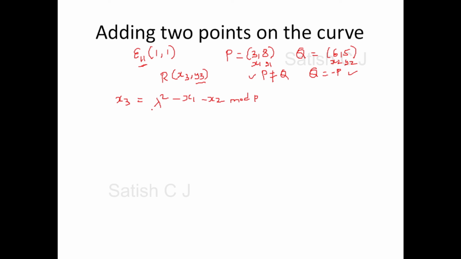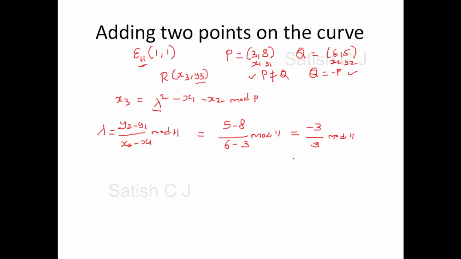The first thing is we need to compute delta. So how do you compute delta? The formula for delta is (y2 minus y1) by (x2 minus x1) mod P, that is 11. So let's substitute the values for y2, y1, x2, x1 here. What is it that we are going to get? It is (y2 minus y1) by (x2 minus x1) mod 11. That is nothing but minus 3 by 3 mod 11. So it is minus 1 mod 11. What is minus 1 mod 11? It is 11 minus 1 mod 11, that is 10. So the value for delta we have found out as 10.